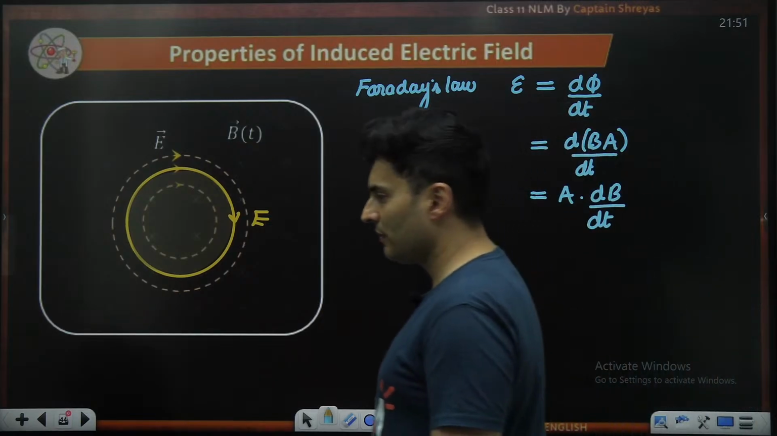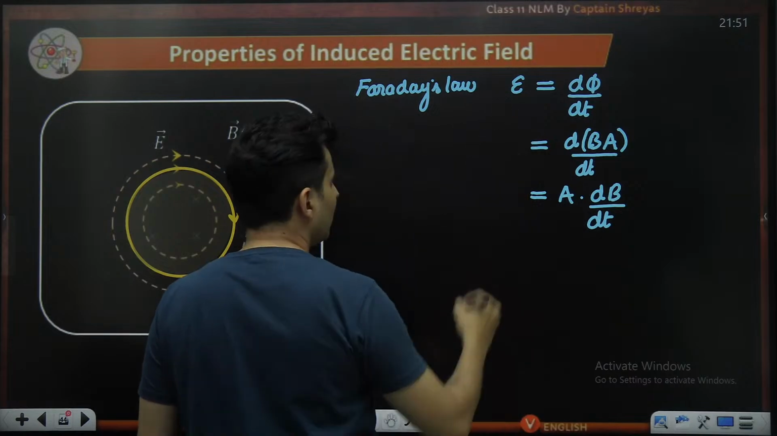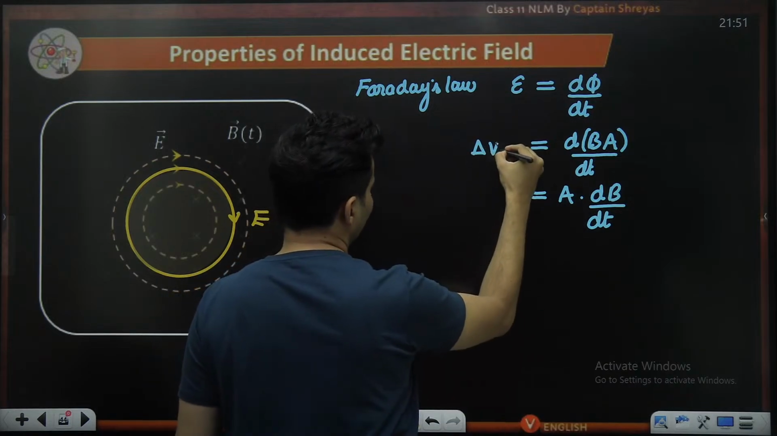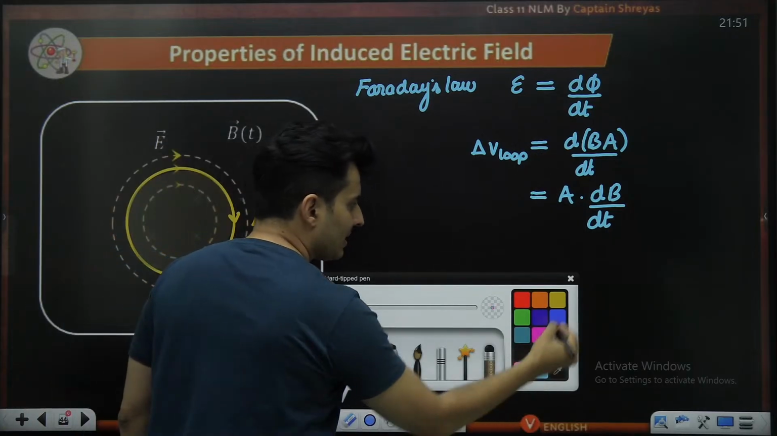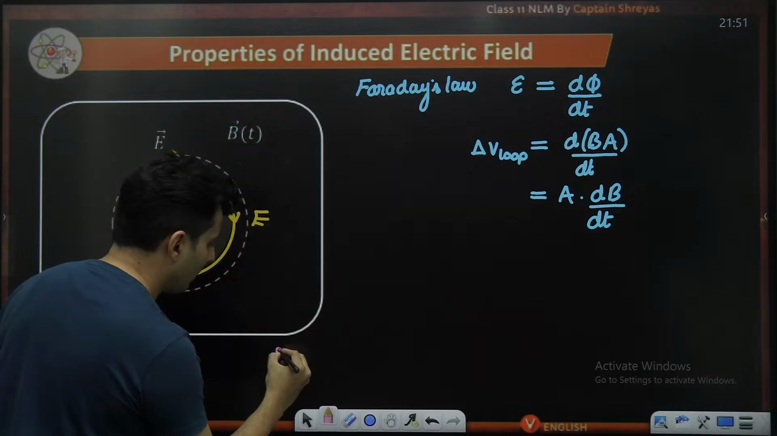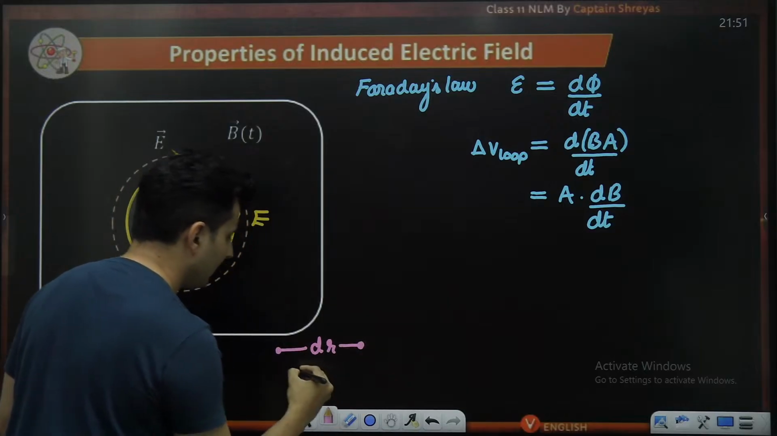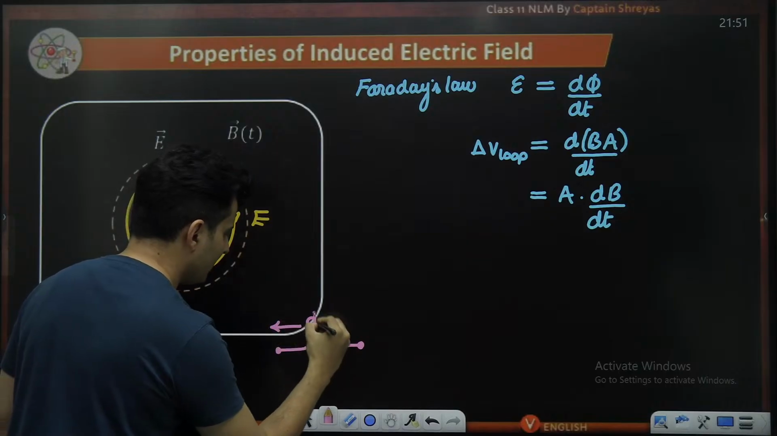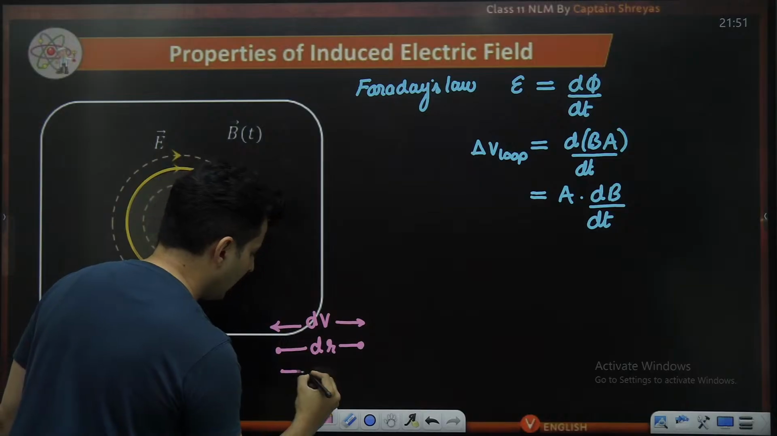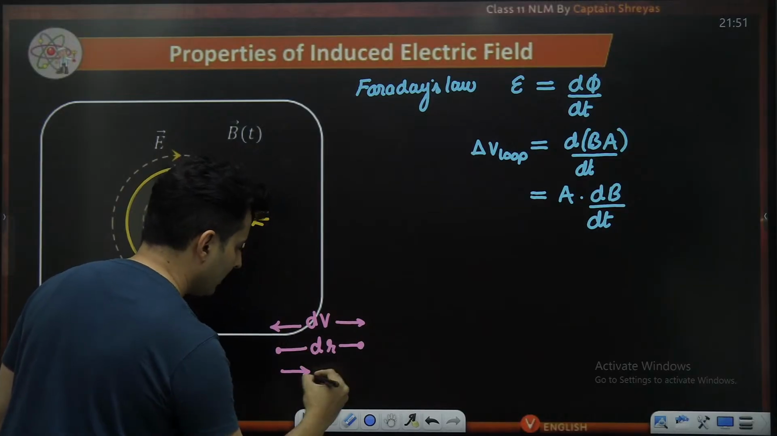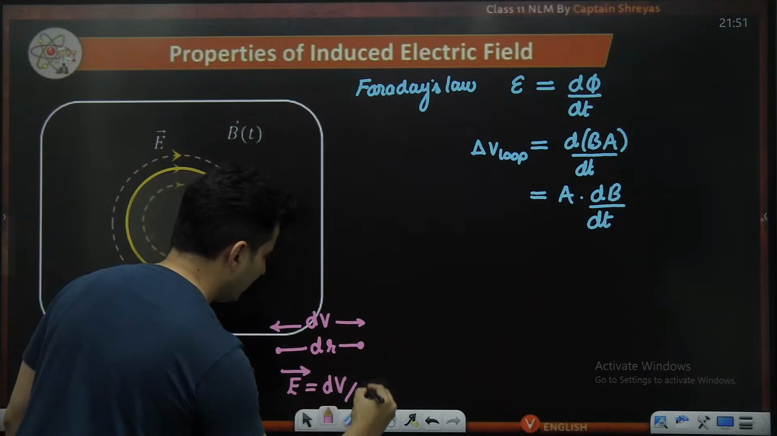Now this EMF is exactly that potential difference in that loop. Now if you remember, previously we have seen that if you go from one point to the other, which is separated by some distance dr, and the potential difference changes by dV, then the electric field which is there, magnitude wise, is dV by dr.